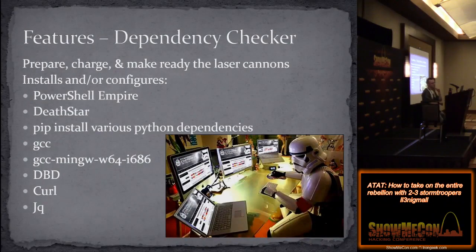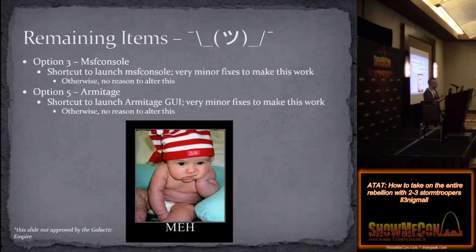Moving on, there's a dependency checker. The dependency checker just installs and configures PowerShell Empire, Death Star, and a various array of different tools that ATAT needs to do its jobs. And the remaining items that I didn't change were options 3 and 5, the MSF console and Armitage launchers. They took very minor fixes to make them work, and they're not something that I use personally, but it could be useful, so I left it in.